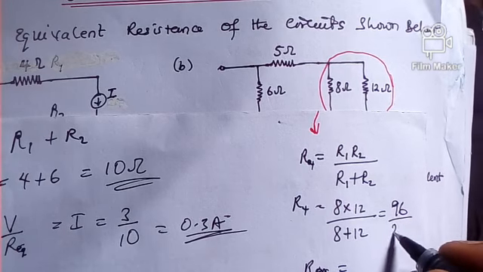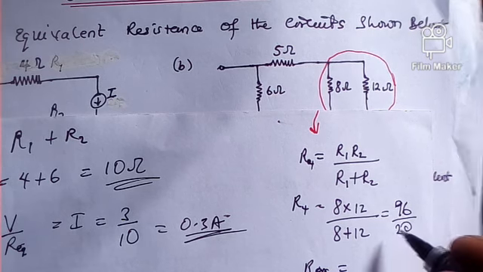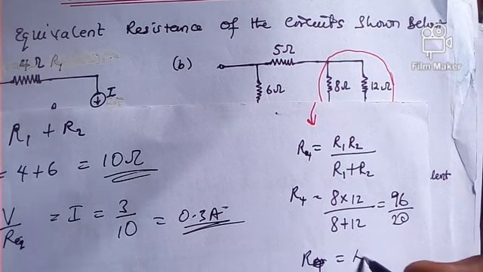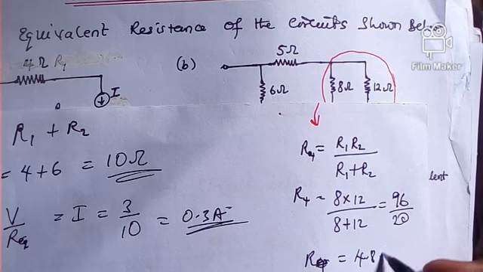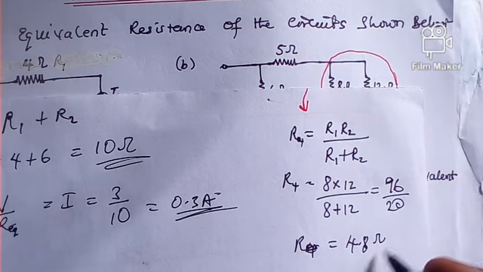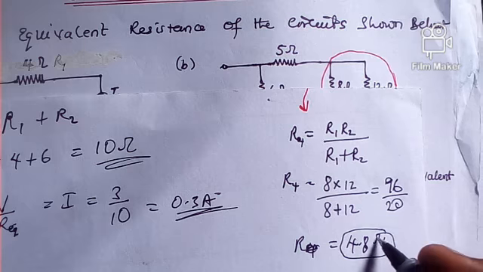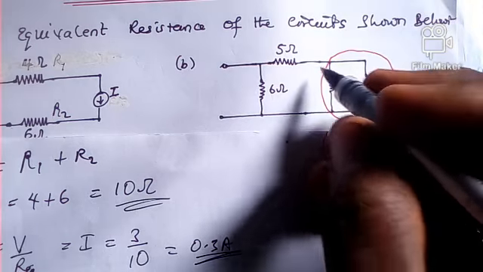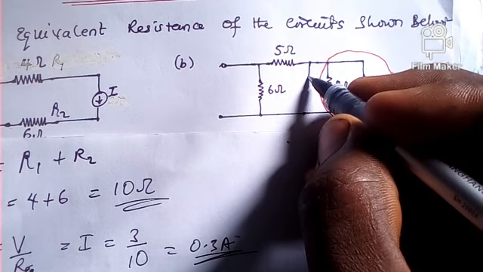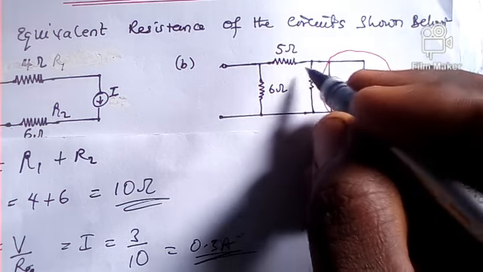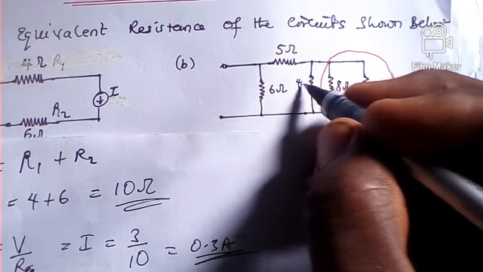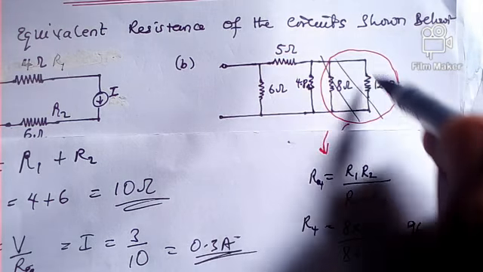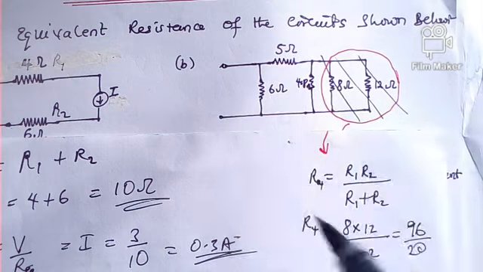When we punch this out on our calculator, we have 96 all over what? 20. And when we punch that out on the calculator, we have our answer to be equal to 4.8 ohm. So now that is the equivalent resistance, 4.8 ohm. So I can replace the whole of this with just 4.8 ohm here.